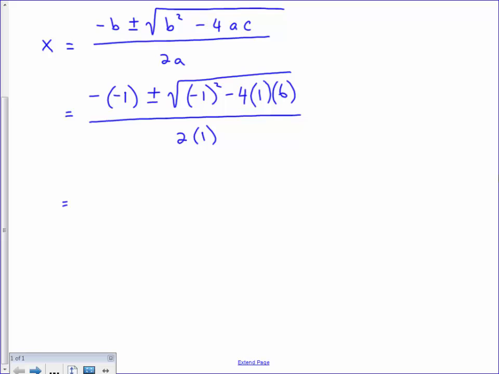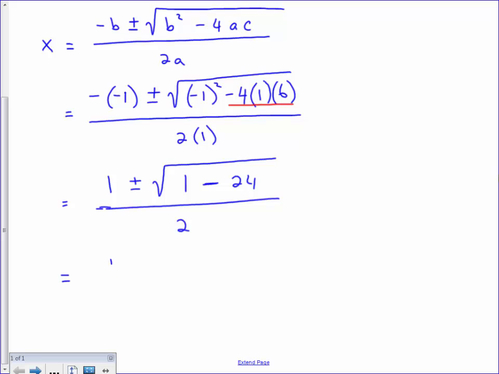Once we've substituted values in, we want to simplify. A negative, -1 is +1, plus and minus square root, -1 squared is +1. With the 3 factors here, I first want to simplify my sign. We see that there's only one negative, and that's in front of the 4, so the answer is going to be negative. And then we multiply 4 times 1 times 6, which would be 24. And then this is all over 2.